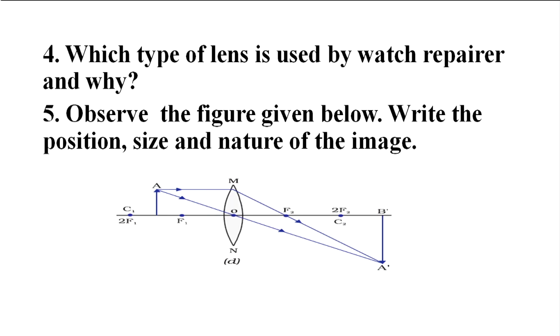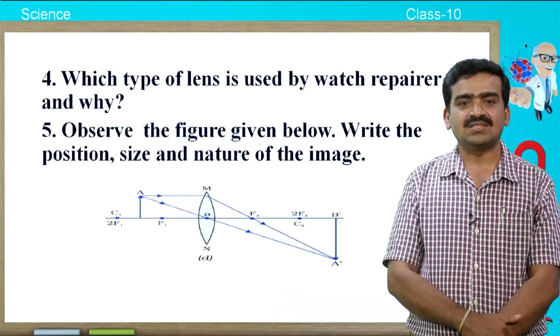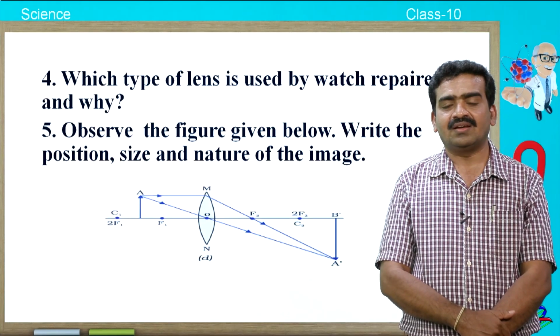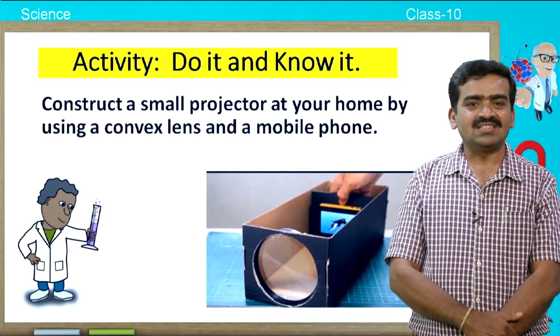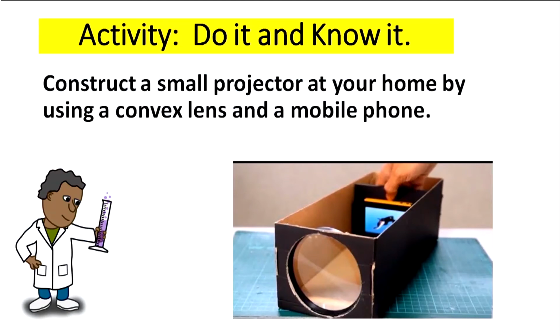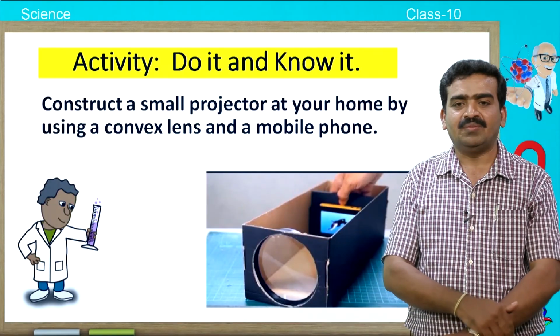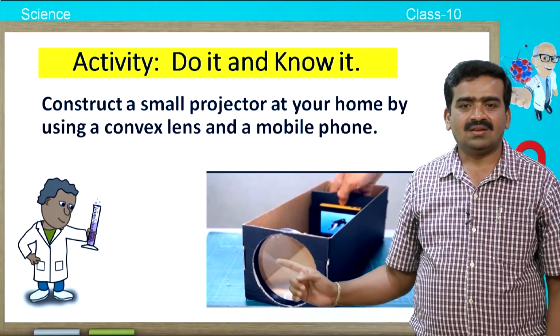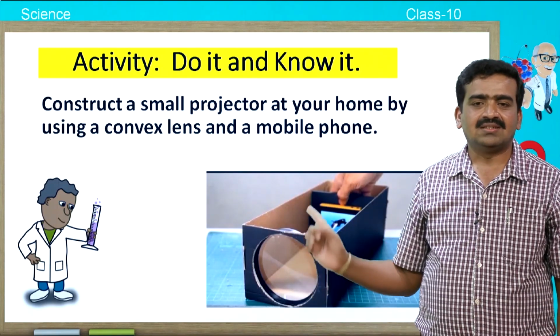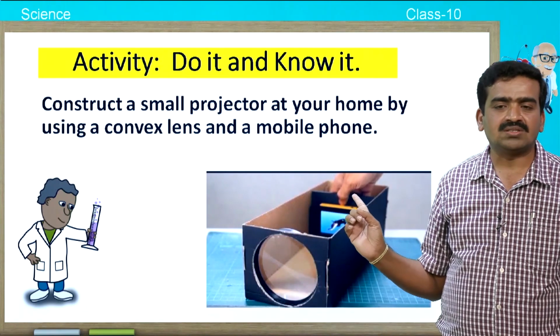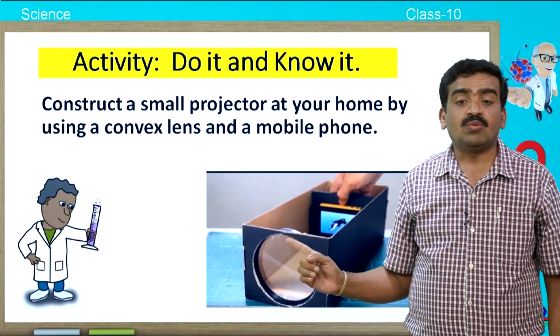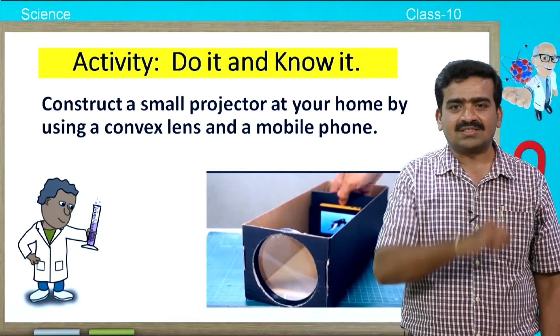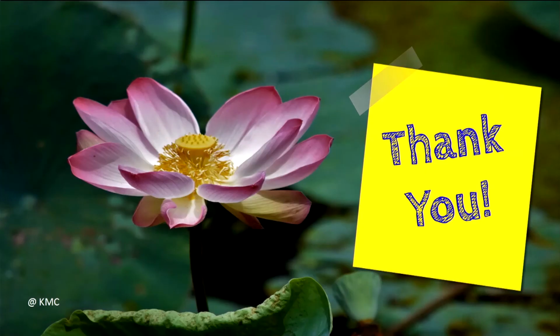These are the questions for the home assignment, and here you have an activity: construct a small projector at your home by using a convex lens and a mobile phone. Here I am showing you an image of the method of construction of a simple projector. Here it is a convex lens, and if you place the mobile behind it, the image is going to be projected on the wall. Try it yourself and know it.